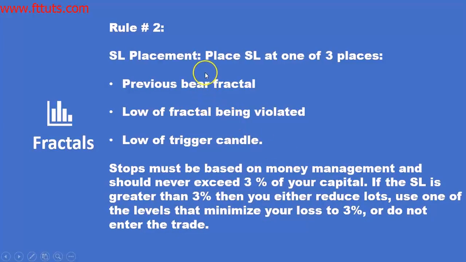And then your stop loss placement, one of three places: the previous bear fractal low, the low of the fractal being violated, or the low of the trigger candle. Stops must be based on money management and should never exceed 3% of your capital. If the stop loss is greater than 3%, then you either reduce lots, use one of the levels that minimizes your loss to 3%, or do not enter the trade.